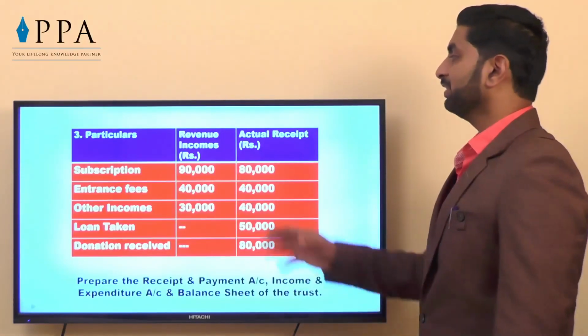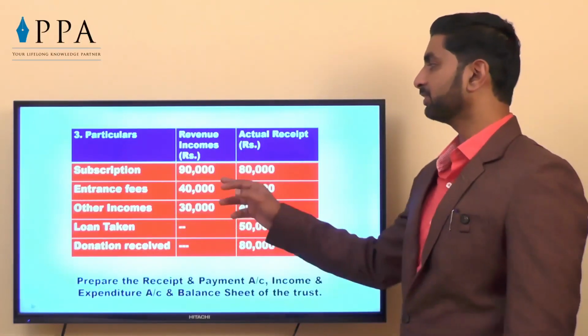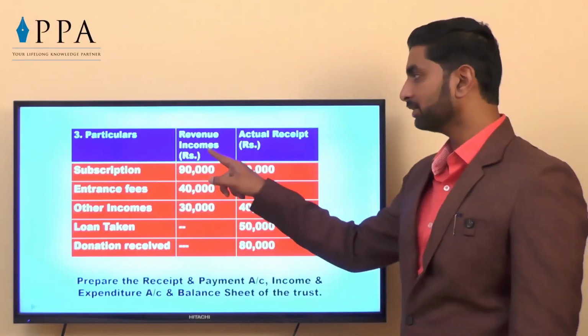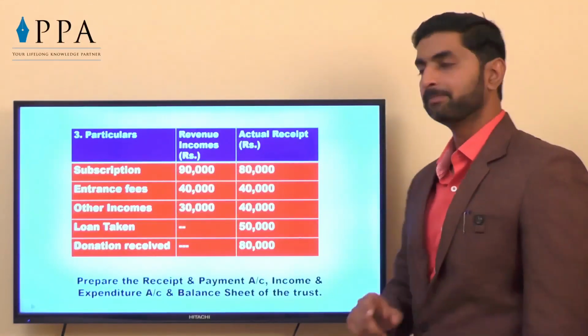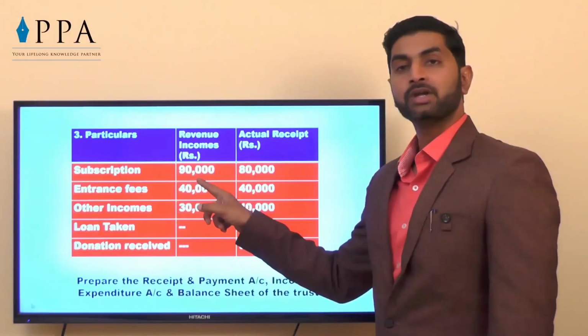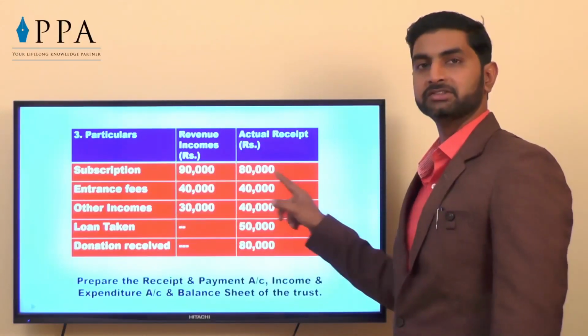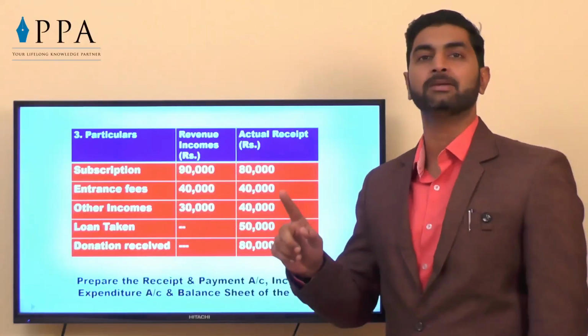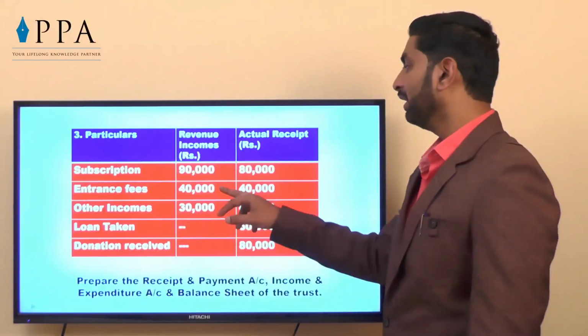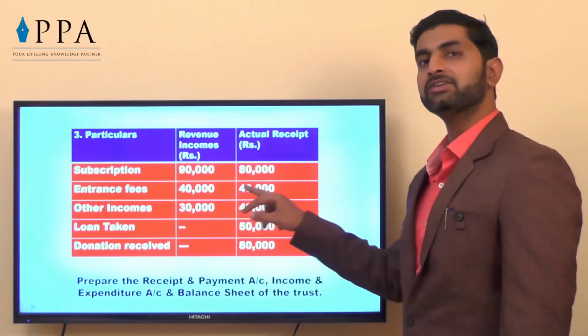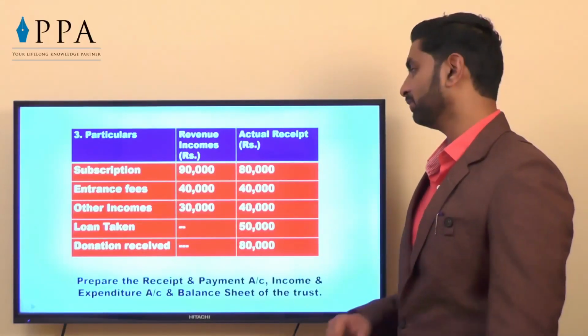Some more information is given. Revenue incomes are given, and actual receipts also. Again, mark the words income versus receipts. Subscription says it should have been received 90,000, but till now we have received only 80,000. So 10,000 is still receivable. It is an asset. Entrance fees should have been received 40,000. You received 40,000. No, nothing to worry about.